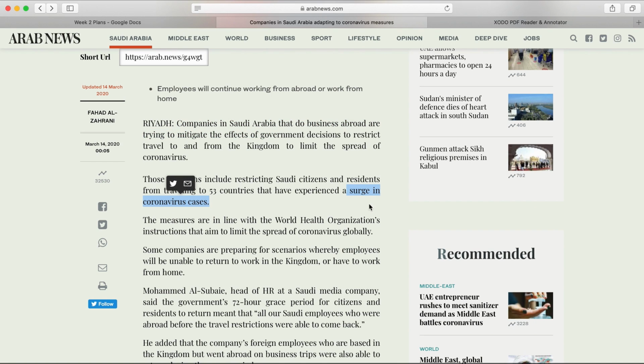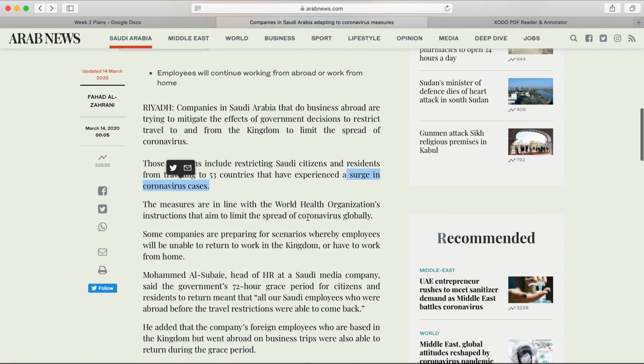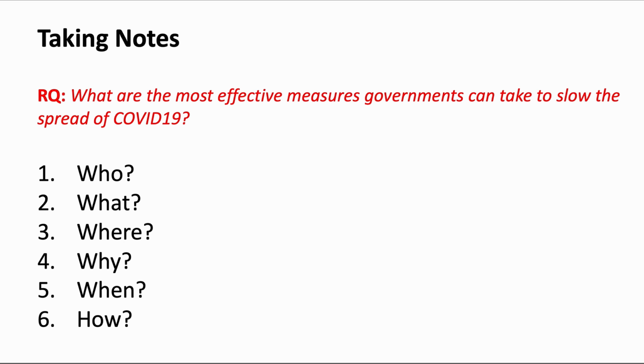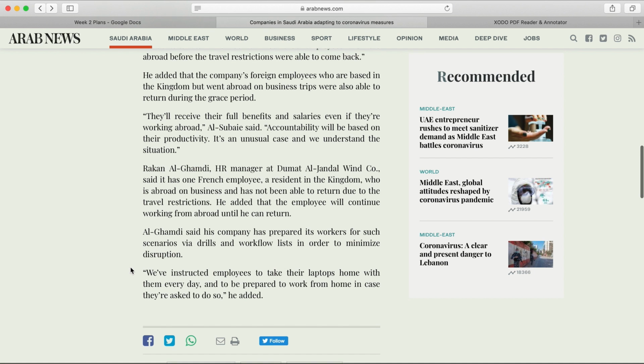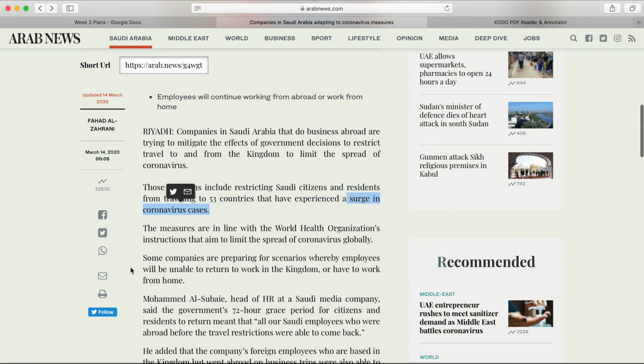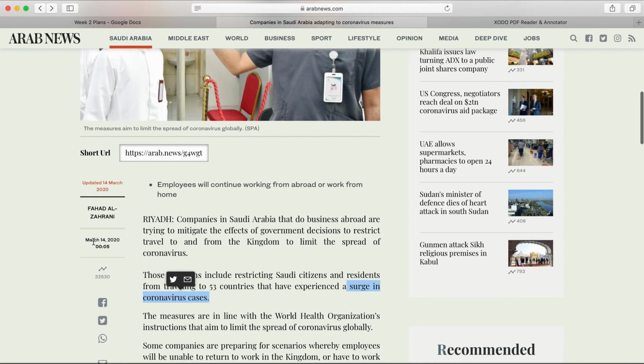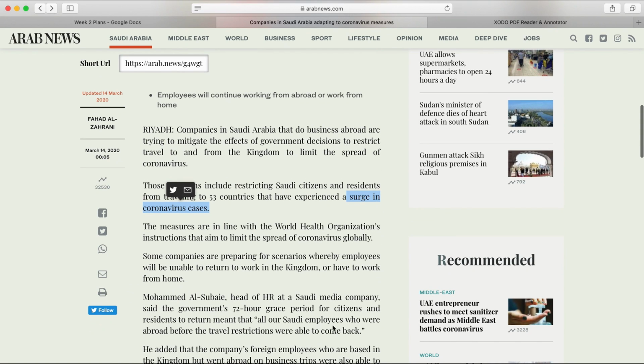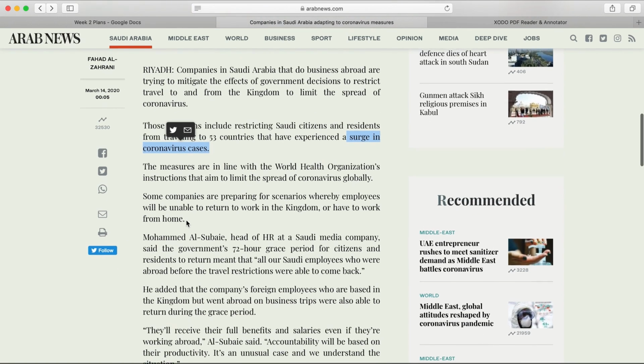Next question, why? Obviously, we are trying to stop the spread. Specifically, we are trying to stop a surge, that is a very sharp increase in cases. The next question is when. This is why it is important that your source has a date. This is from March 14th. So this information comes from around that time.